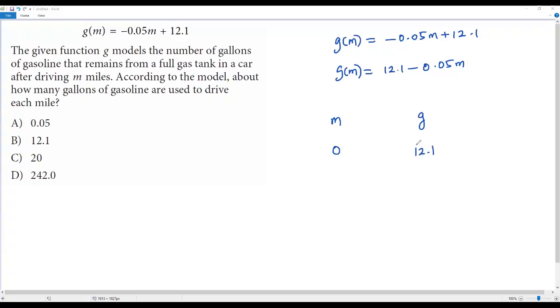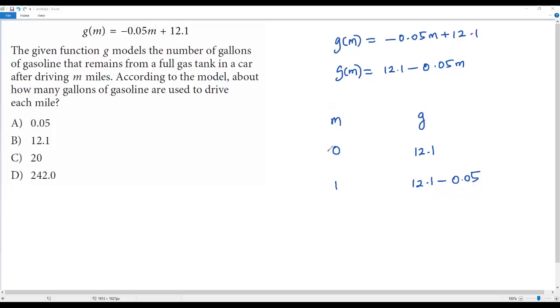So when I have not started driving, the number of gallons of gasoline in the tank of the car is 12.1. If I drive 1 mile, how much gasoline will be used? I have to plug in m equal to 1, which means I drive 1 mile. How much gasoline will be left in the tank? Plugging m equal to 1 into this function, I get 12.1 minus 0.05, because negative 0.05 times 1 is negative 0.05.